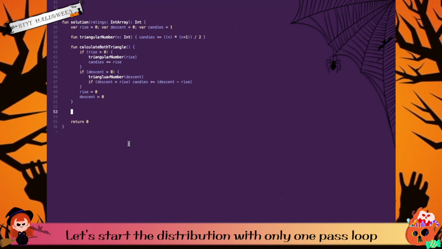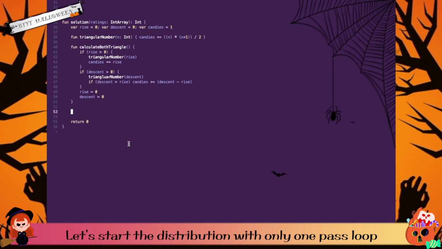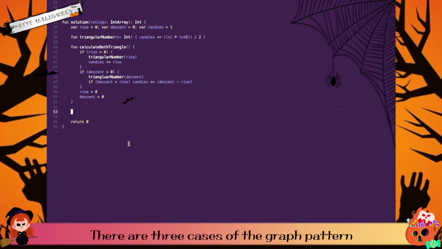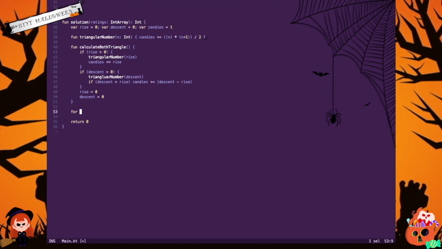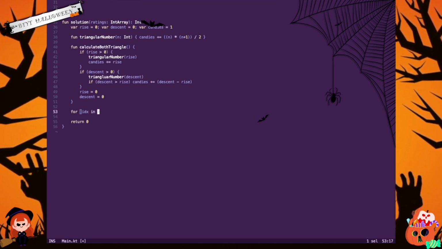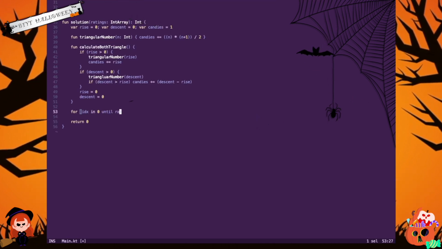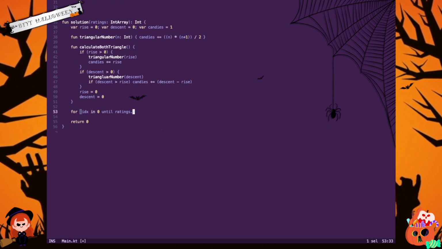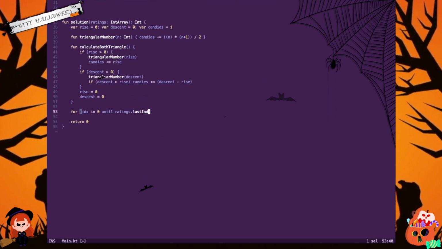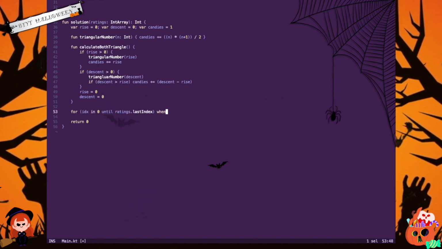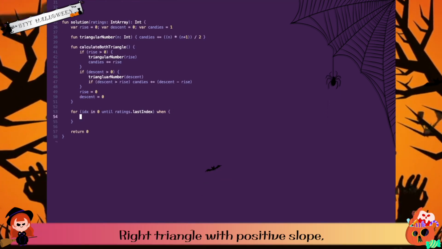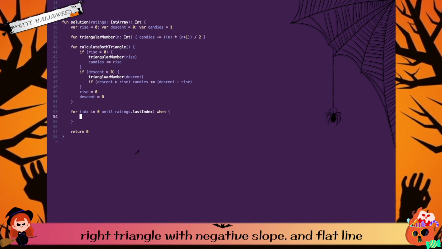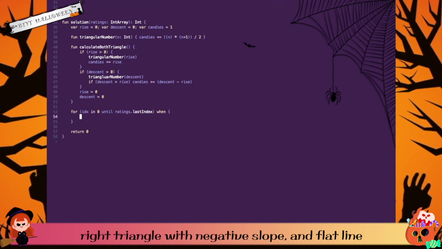Let's start a distribution with only one pass loop. There are 3 cases of the graph pattern: right triangle with positive slope, right triangle with negative slope, and flat line.